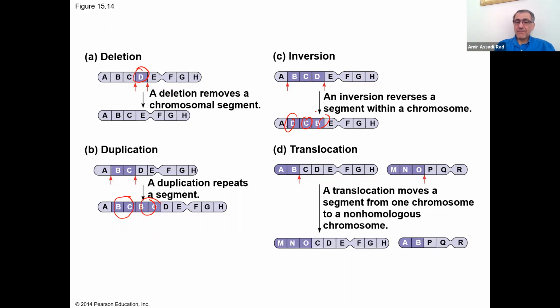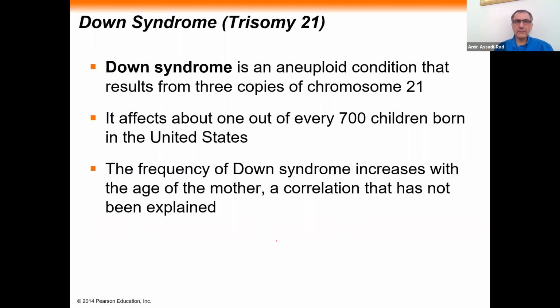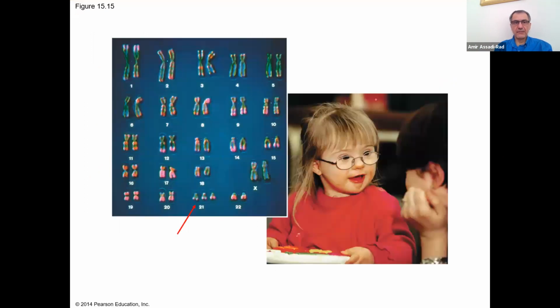Translocation means A and B from this chromosome went to that chromosome, and M and O came from that one to this. That's called translocation. Down syndrome is an aneuploid condition that results in 3 copies of chromosome 21. So it's a trisomy, 2n plus 1. And then, in effect, of the 700 children born in the United States, the frequency of Down syndrome increases with the age of the mother, of course.